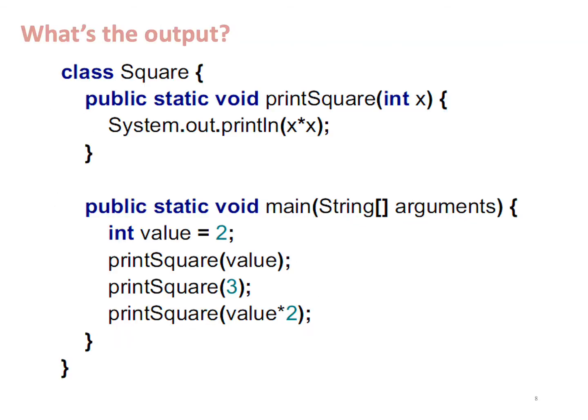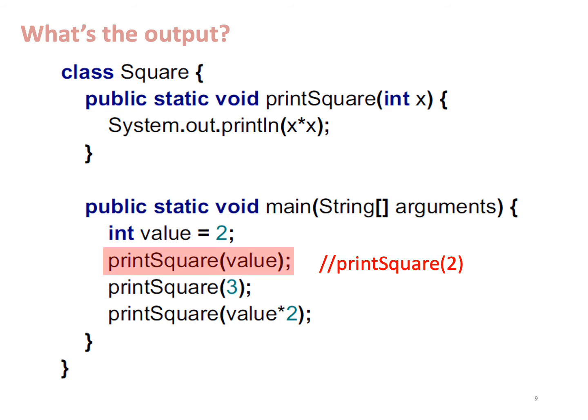Let's look at this example. We have a class called Square. In Square class, we have two methods called main and printSquare method that has one parameter int x. Within the printSquare method, it will display the value of x times x. In the main method, we call the printSquare method 3 times.